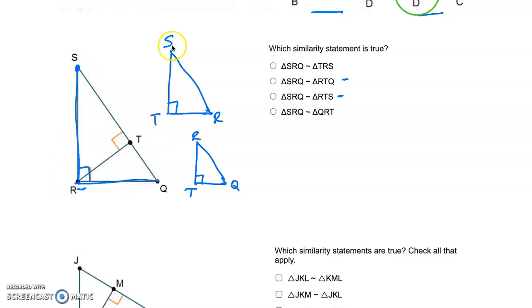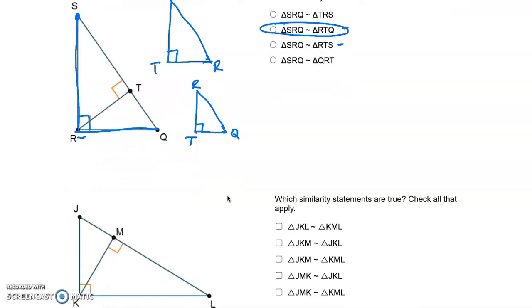So SRQ is the same thing as STR or RTQ. So which one of those? Well, this says RTS. Well, that's not true. So RTQ and SRQ are our similar triangles.